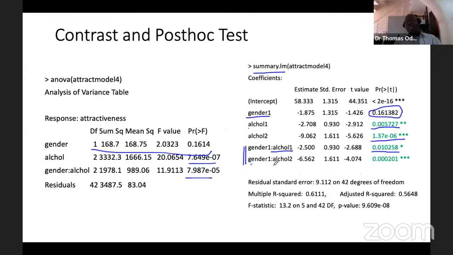Now, the next one is gender 2 interaction with alcohol 2. So we say 2 bottles versus 4 bottles is also significantly different for the male and the female. Let me check some question here. When do we use post hoc? We only use post hoc when the analysis of variance tells you in the significance analysis of variance.